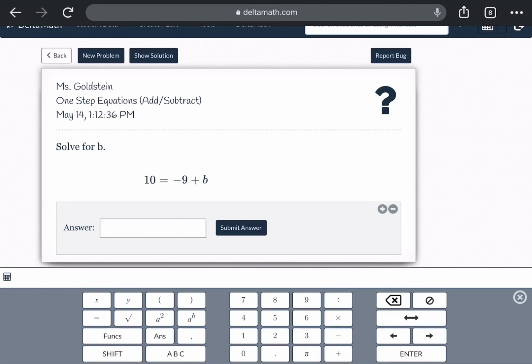Hey, I'm going to walk you through how to do day 2 one-step equations. There's 3 different sections to this one where you have to get at least 5 correct. So here's how we're going to do this.